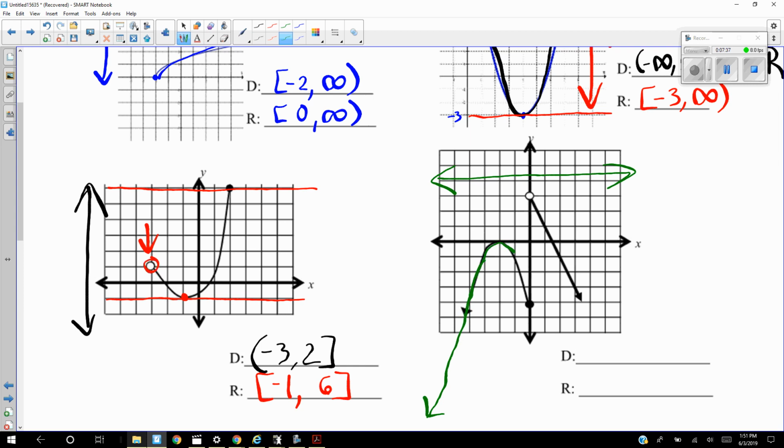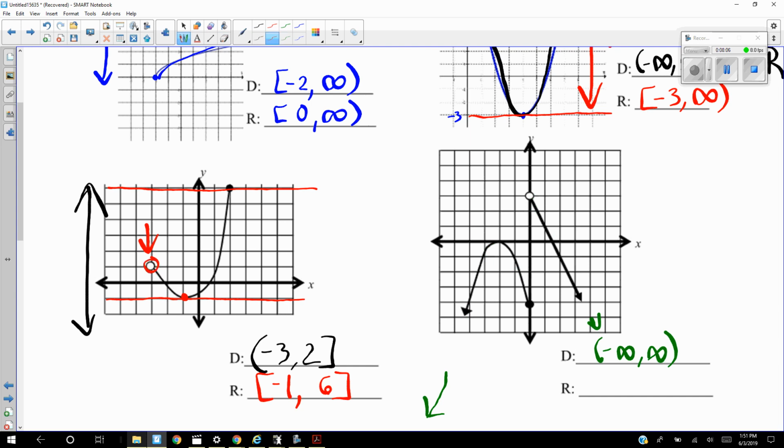This function stops here. Then we've got another function in the same picture. So we're reading the domain of this entire picture all together. It basically starts where this one left off. So is that arrow going right forever? Yes. So the domain is all reals. So we're reading the domain of the entire graph all together.